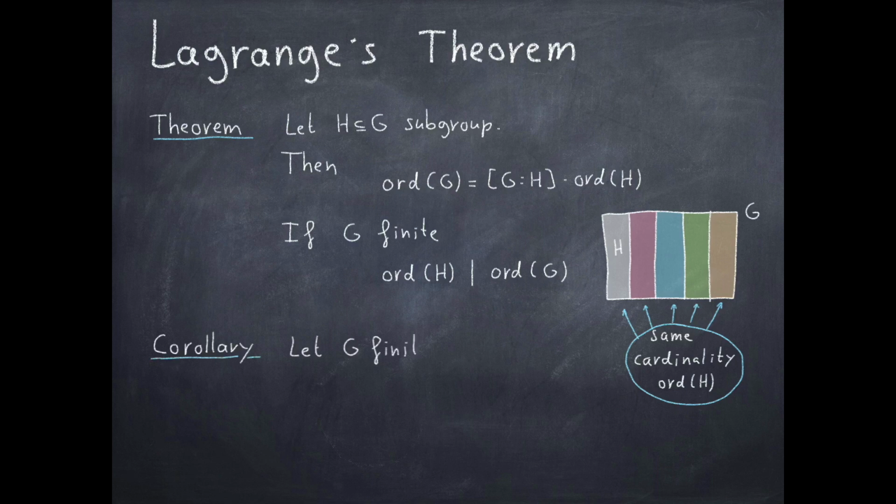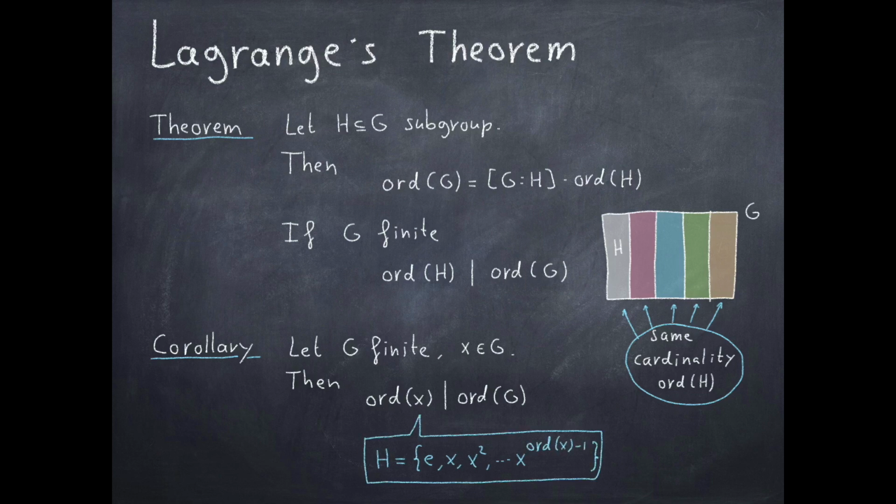The theorem of Lagrange has the following corollary. Let G be a finite group and let x be an element of G. Then the order of x is a divisor of the order of G. This generalizes our earlier theorem where we saw this statement for the case that G was an abelian group. The proof follows from the fact that the order of x is equal to the order of the subgroup generated by x.